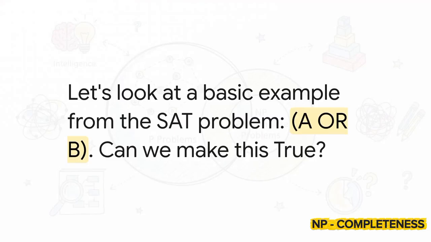Okay, let's start with a really simple example. Check this out. A or B. It doesn't get much easier than this. A and B are variables, right? And that or in the middle is our operator. All it means is that the whole expression is true as long as at least one of the things it connects is true. So either A is true or B is true, or hey, they could both be true.